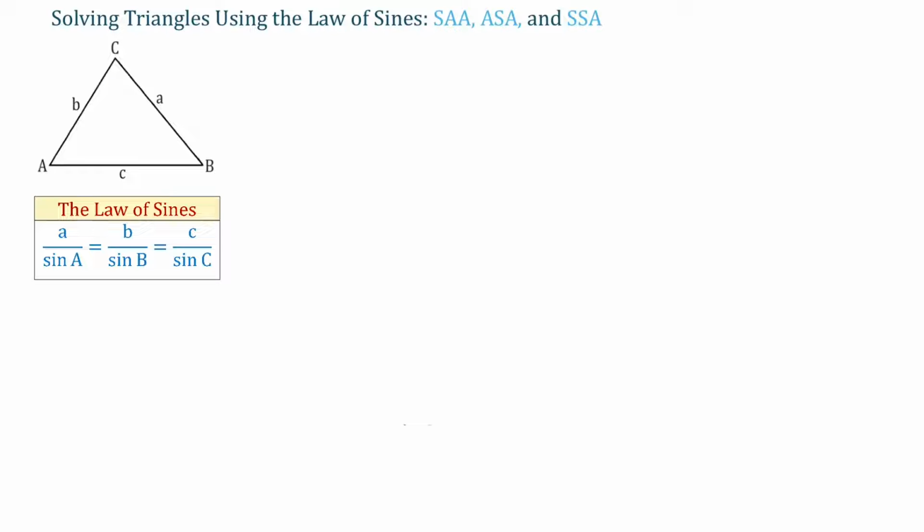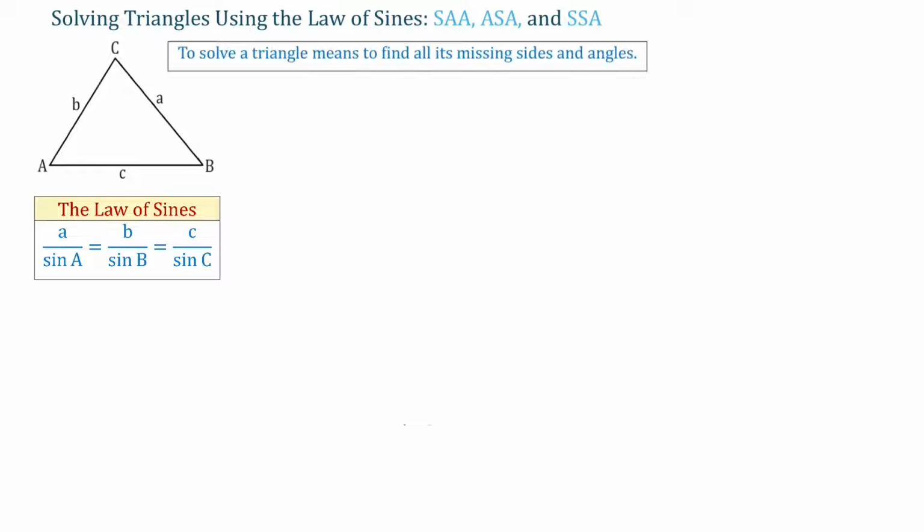We can use the law of sines to solve triangles, and to solve a triangle means to find all the missing sides and angles. Now, as you see, this law has 3 ratios. However, when we use it, we need only 2 ratios at a time. For example, we may need the first and the second, or the first and the third, or the second and the third. And all this depends on the given data.